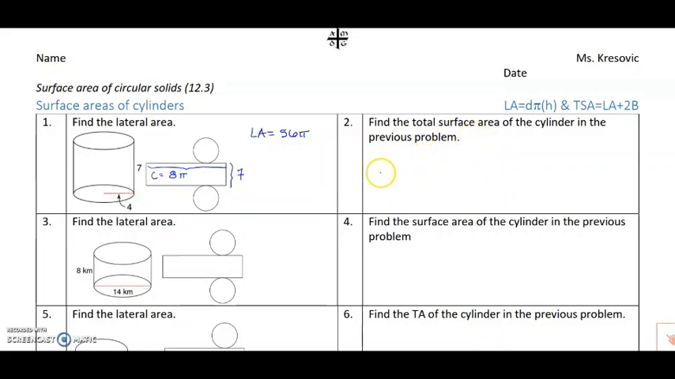To find the total area, we need the lateral area plus the two bases. Each base is a circle, so that's the radius squared times pi. We just found the lateral area was 56 pi, and each base is the radius squared, so 4 squared is 16, times pi, which means 56 pi plus 32 pi is equal to 88 pi.